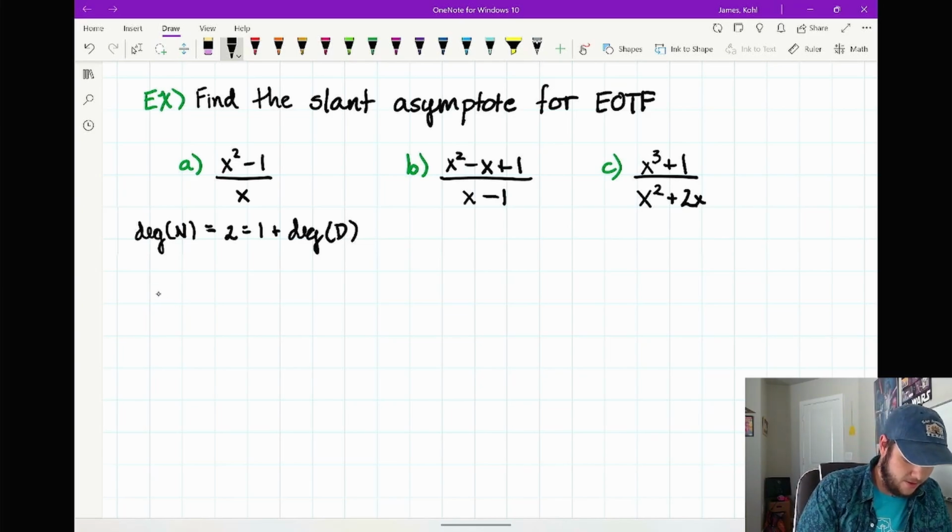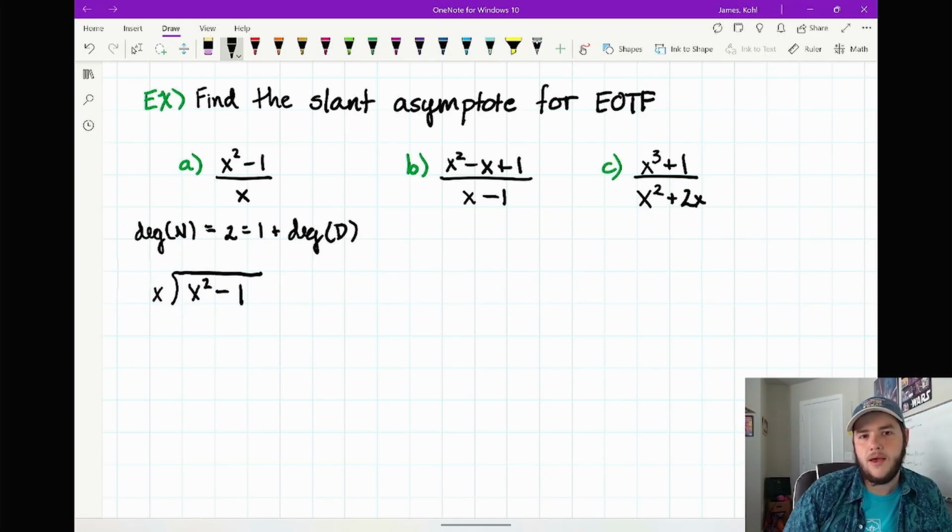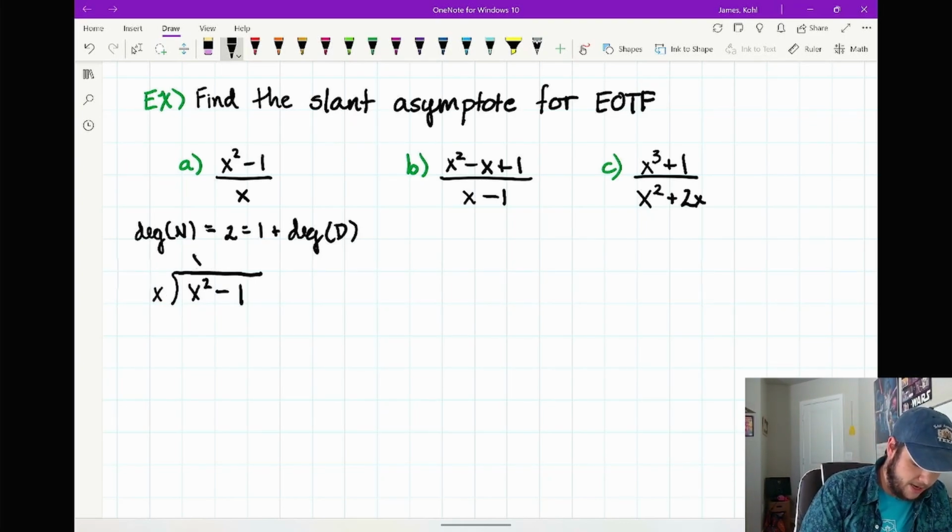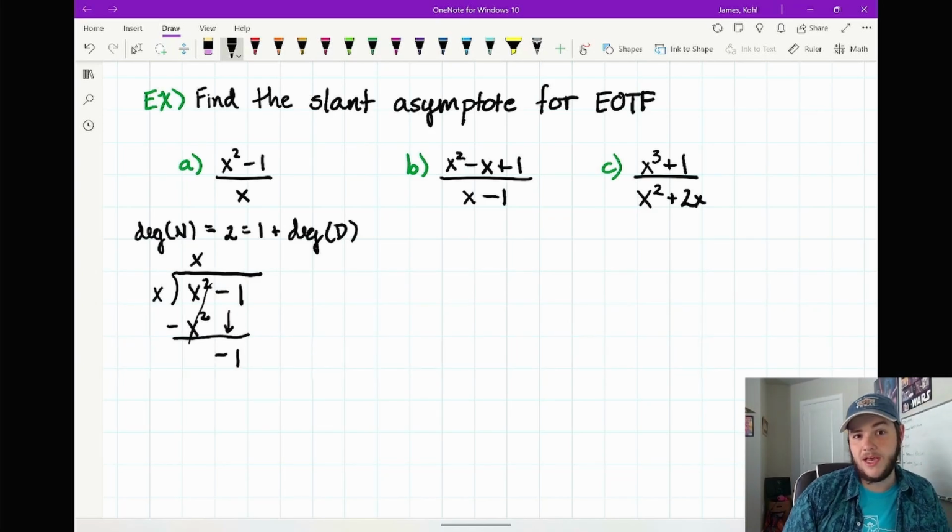I can do that through long division or synthetic division, since this term is degree 1. But I prefer to use long division, so that's what I'm going to use. X divided into x squared minus 1. I can fit x copies of x into x squared, and I get x squared. I'm going to subtract everything off, bring down the negative 1. And I'm already done. Negative 1 is my remainder.